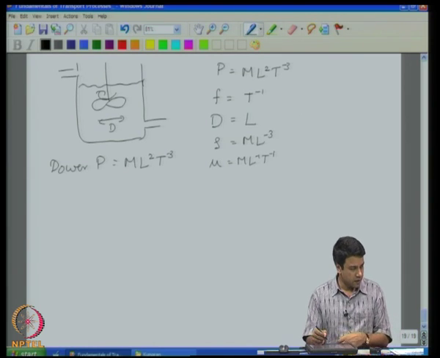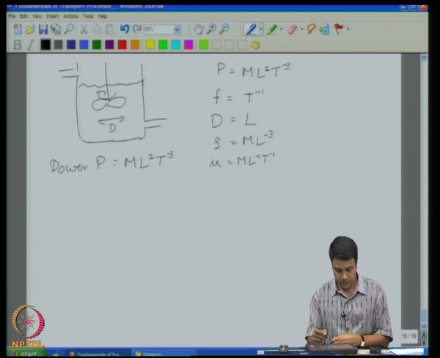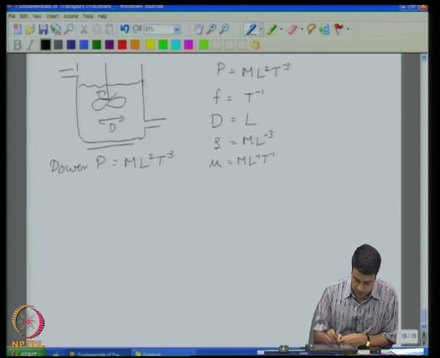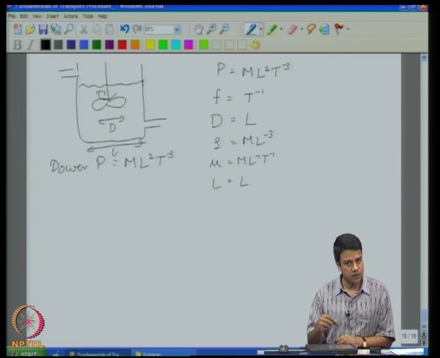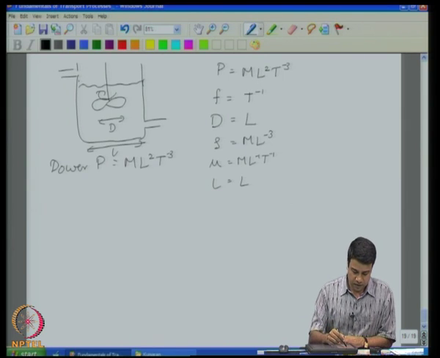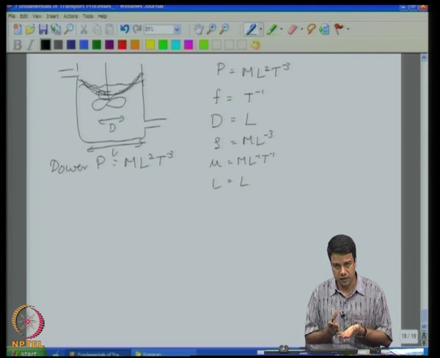And then it depends upon density and viscosity. And there are two other things that it could depend upon. First of all, it could depend upon the total length of the tank, which I will call small l. L has dimensions of length. In addition, as this impeller is rotating, this is going to cause the surface to deform. The surface will curve upwards at the walls and downwards in the middle.